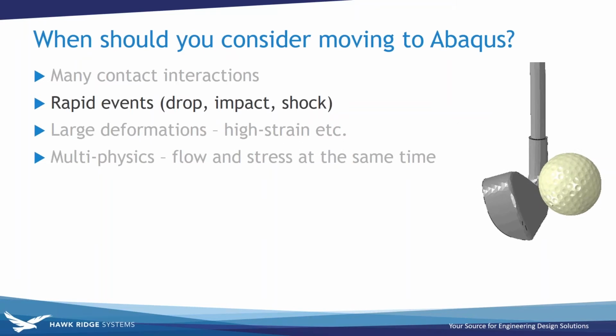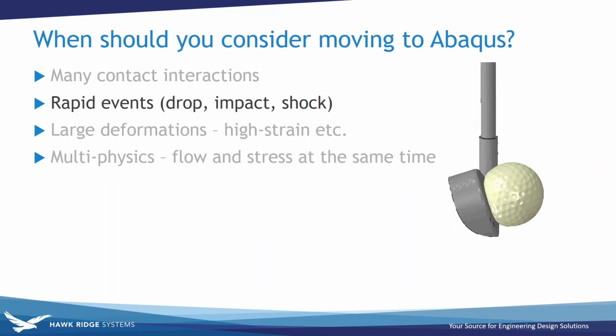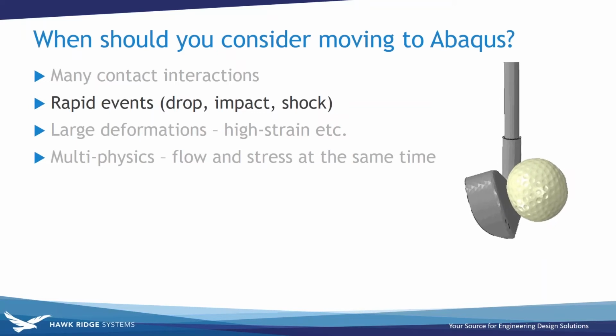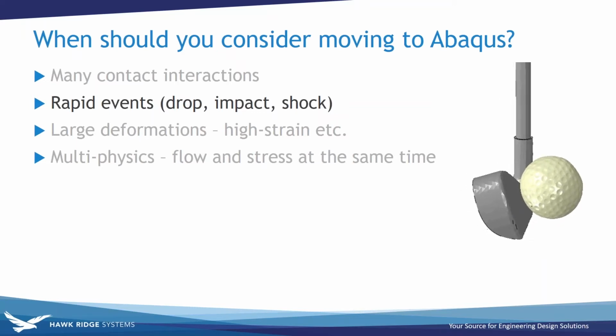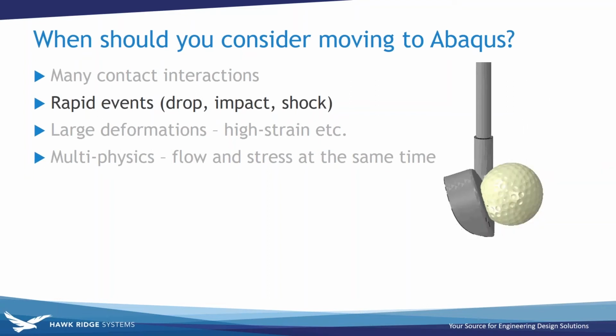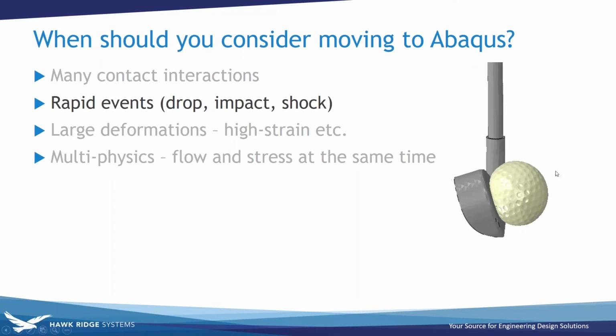The Abaqus explicit solver allows you to simulate a wide range of events, like this one on the right here of a golf club impacting a ball, something like dropping a smartphone, or even something like simulating a full car crash. Those are all possible, and it's a very powerful solver in Abaqus. So this is a pretty easy one to know when you need to move over.